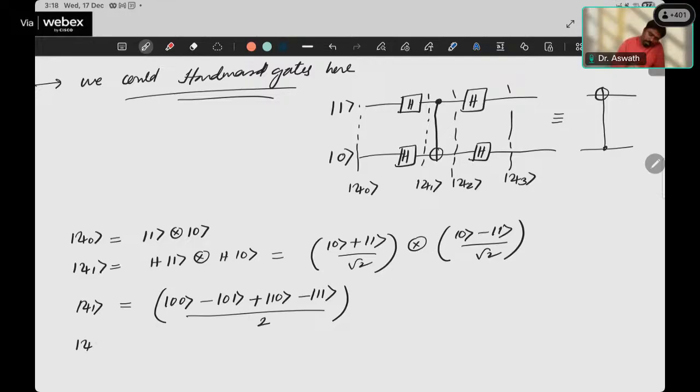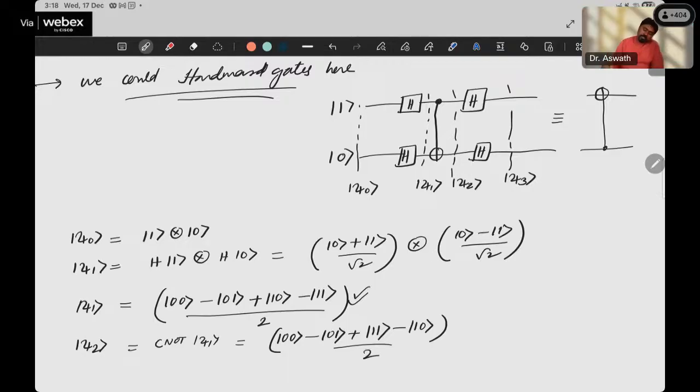I want to find psi 2. Psi 2 is CNOT acting on psi 1, and psi 1 is this one. So let's see: when the control is 0, the target remains. When the control is 0 again, the target remains. When the control is 1, the target flips. When the control is 1, the target flips again. That gives psi 2.